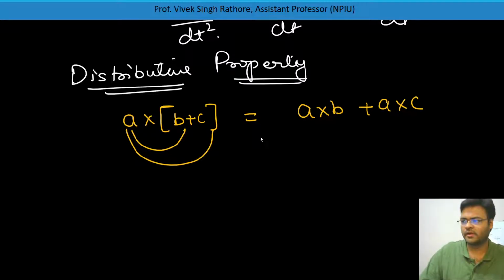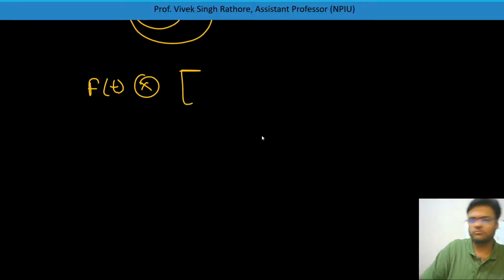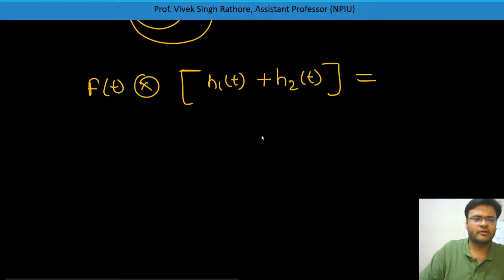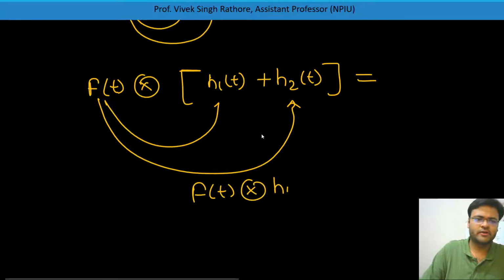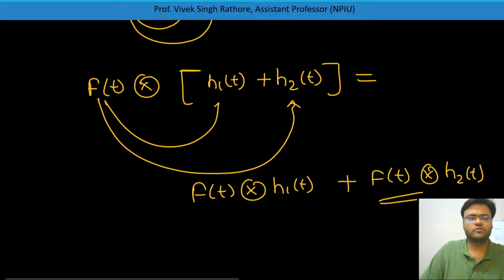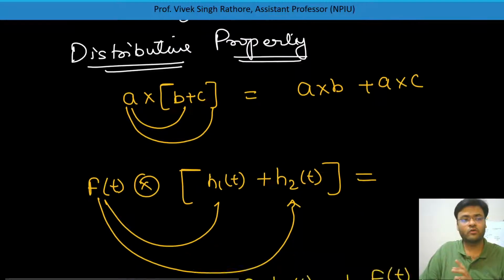This is the distributive property. So in convolution, what we are going to see is, if your ft is convolved with the addition of two signals, let's suppose impulse response h1t plus impulse response h2t, then it is absolutely following the distributive property. So ft convolution with h1t plus f of t convolution with h2t. This will be very much true. So our LTI system does follow the distributive property.